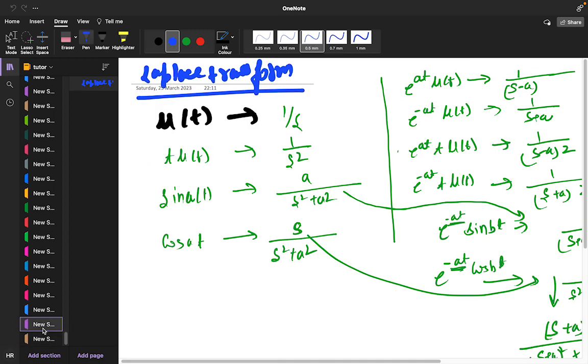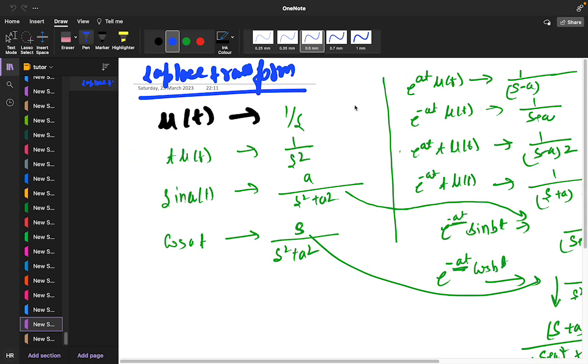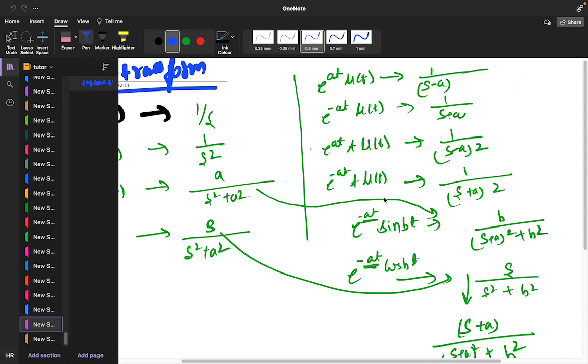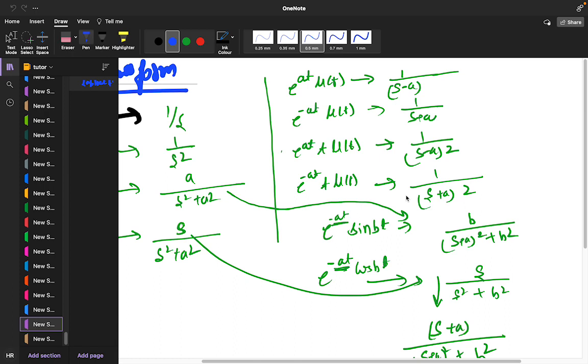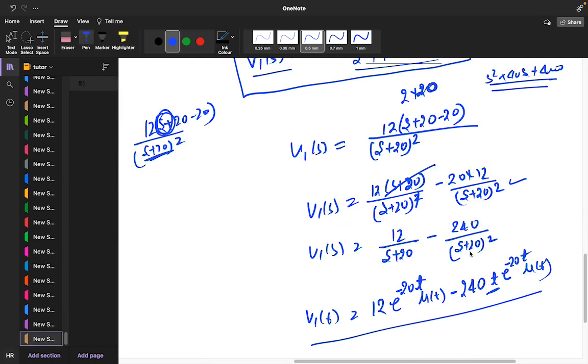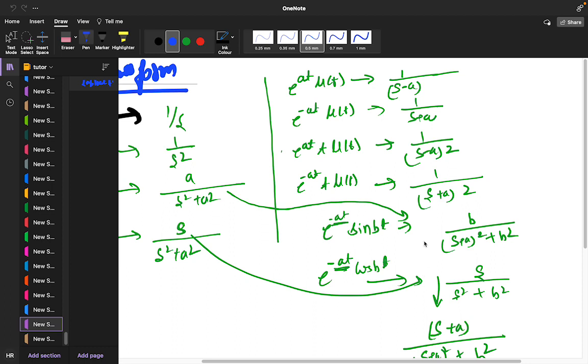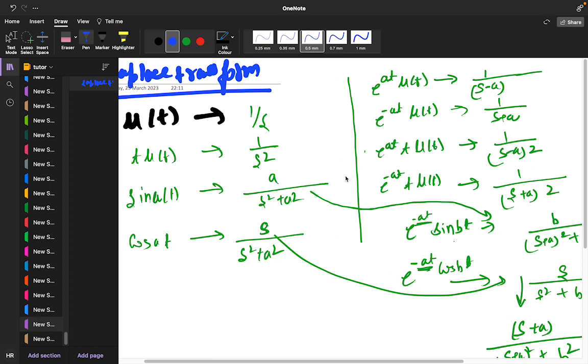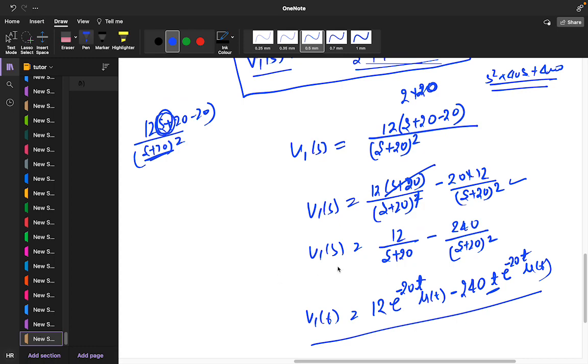And I told you the basic Laplace transforms: u of t is 1 by s, t u of t is 1 by s square, sin a t is a divided by s square plus a square. Here, what was the formula we used? e power minus a t into t u of t is 1 by (s plus a) the whole square. So t into e power minus 20 t u of t, this formula we used. And we will see this formula again when I teach you maths; in signals and systems also, these things will be repeated.